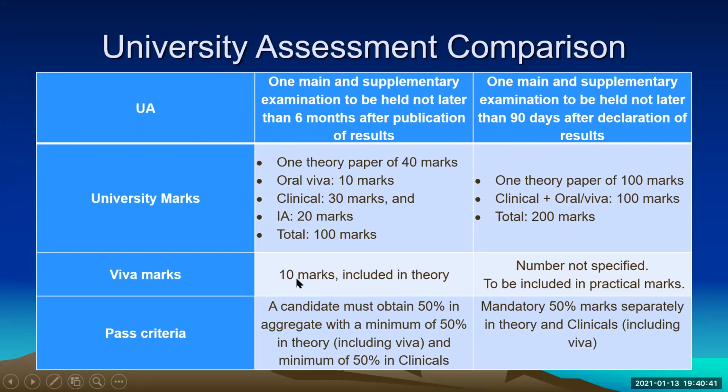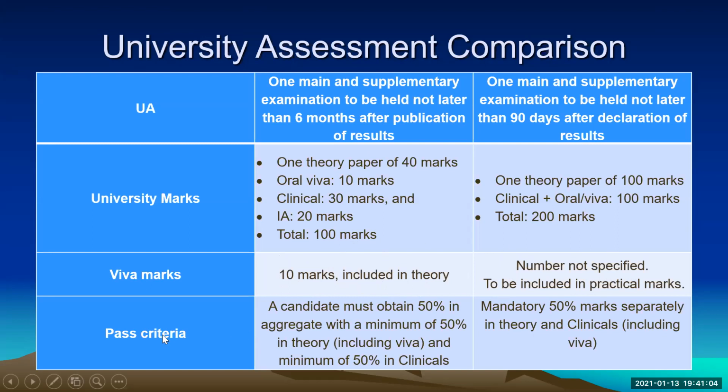Then regarding viva marks, I already told that they were to be included in theory up till now, and it was of 10 marks. Now here the number of marks is not specified. So again, by rational thinking we can decide how many marks we can allot for the viva examination, but they should be included in the practical marks.